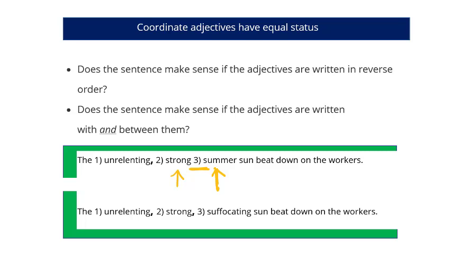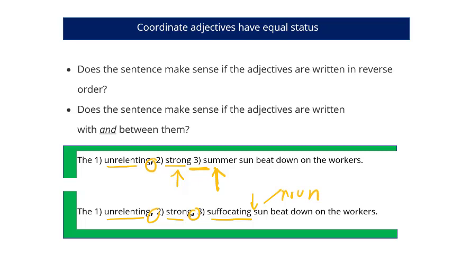However, "unrelenting" and "strong" are of similar status. So in this example, we're going to put the comma here. Next, in this sentence, we have "unrelenting," we have "strong," and we have "suffocating." So we can see that all three of these are of equal status. So in this case, we're going to put the comma between all of them. And then, of course, lastly, as I said before, you would not put a comma before the noun. In this case, the sun is our noun.